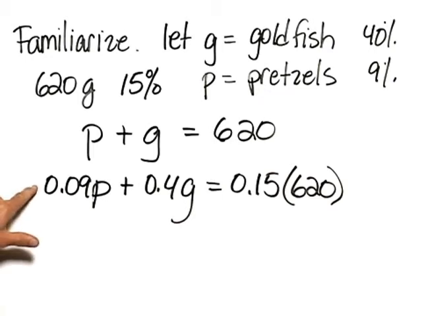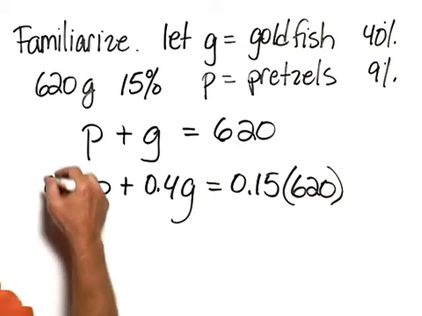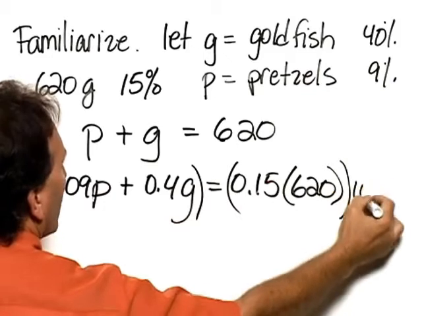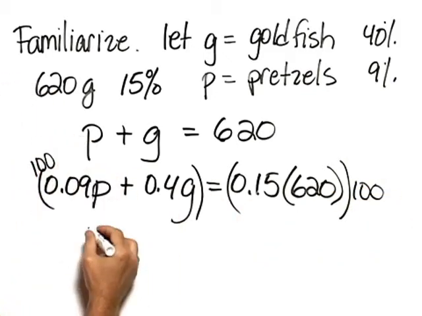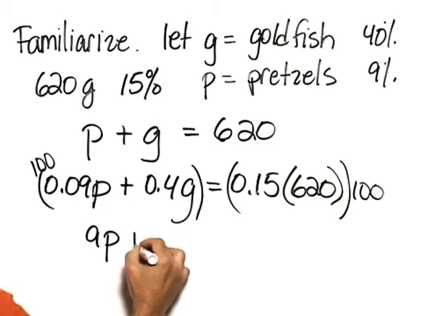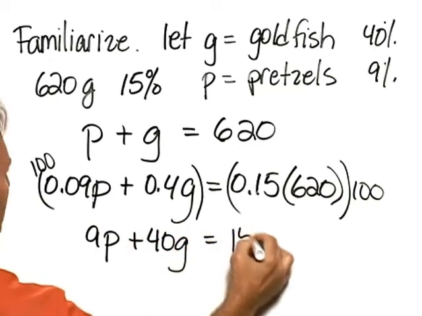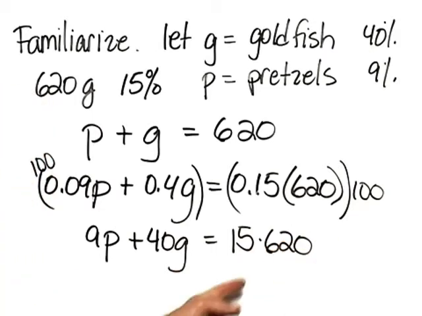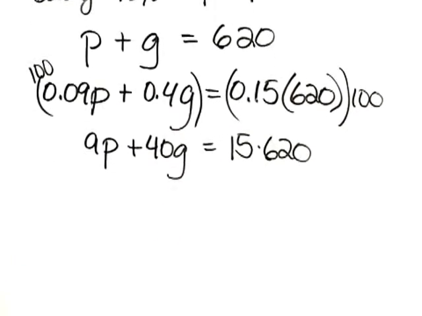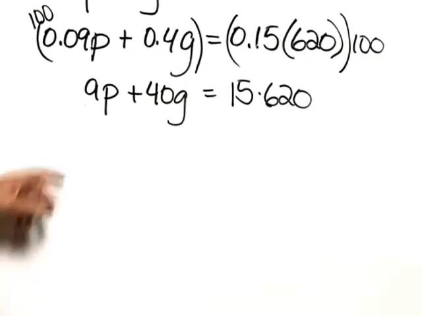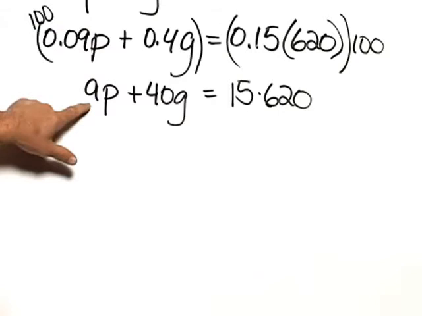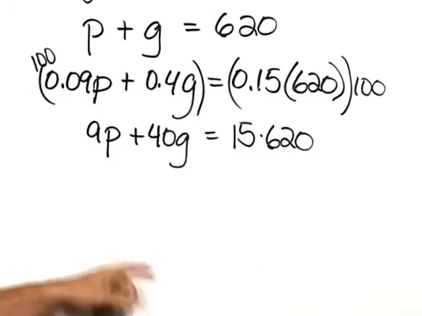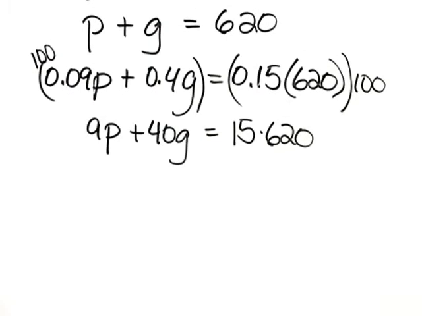All right, whenever we have decimals in an equation, we like to clear those, and that means we would have to multiply both sides of this equation by 100. So what we would have is 9P plus 40G equals 15 times 620. Before I multiply the 15 times 620, which we certainly can do, I'm going to save that to show you a little bit of a mathematical trick. Now, we have two equations with two variables. P plus G equals 620 and 9P plus 40G equals 15 times 620.